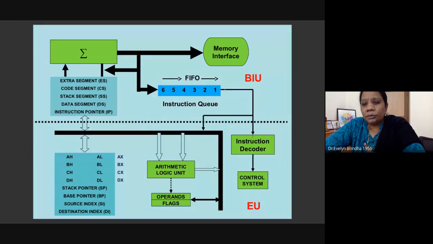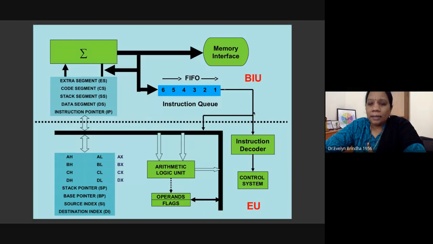In the execution unit, first the instruction will move to the instruction decoder, where it will be decoded and understood as to what instruction it is. Once you understand what instruction it is, that information will be given to the control unit. The control unit has to generate the control signal. Add means add signal, subtract means subtract signal, logical operation means logical operation signal has to be generated by the control unit.